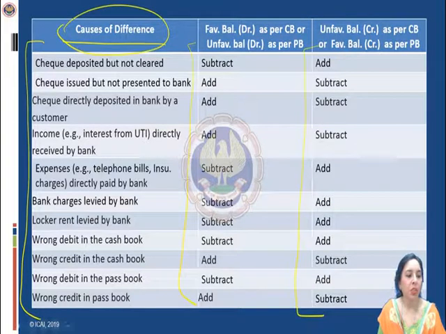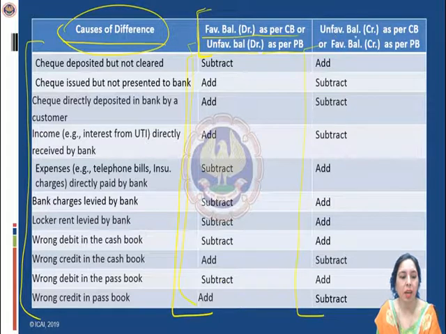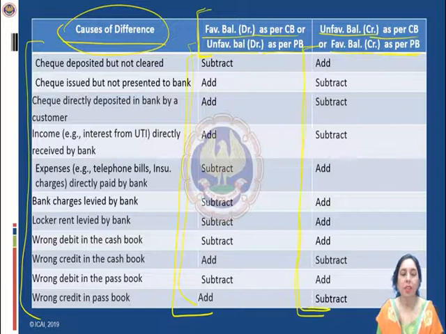First is the transaction causing the difference in either of the books. Second, if you start with favorable balance or debit balance as per cash book, or unfavorable balance as per passbook. So if you are starting either of these 2 items, then these effects are to be given in the BRS. But if you are starting with unfavorable balance or credit balance as per cash book, or favorable or credit balance as per passbook, in that case you will be treating the transactions in this manner.